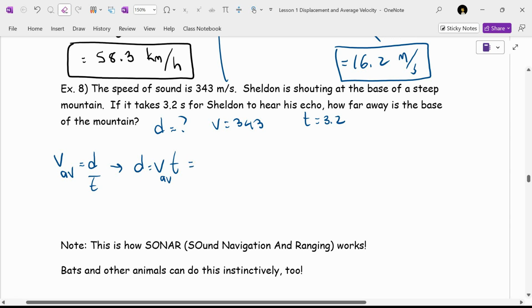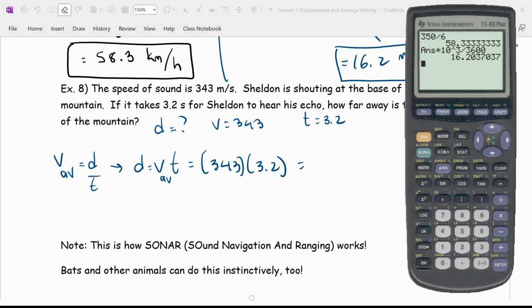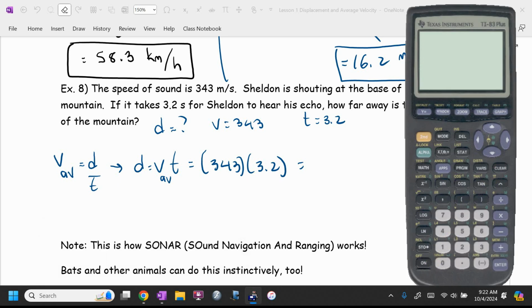What's the speed? As a number, yeah, read it to me. What's the time? Type this into your calculator. What do you get? $1,097.6. Is that correct? Yeah.